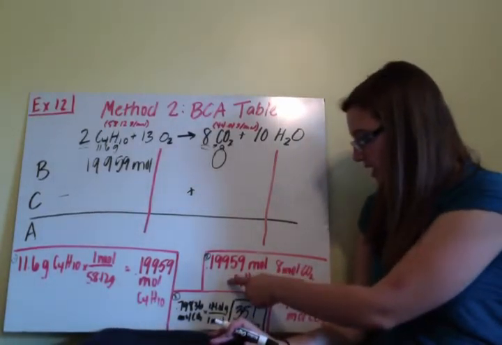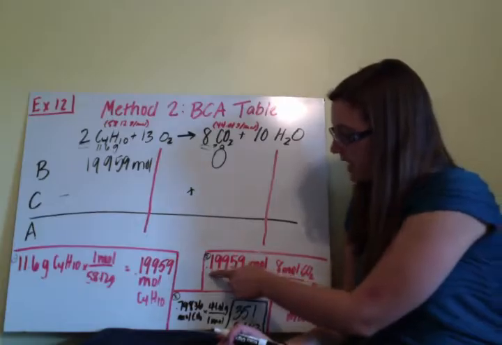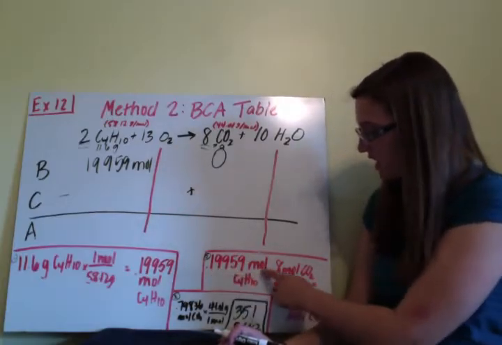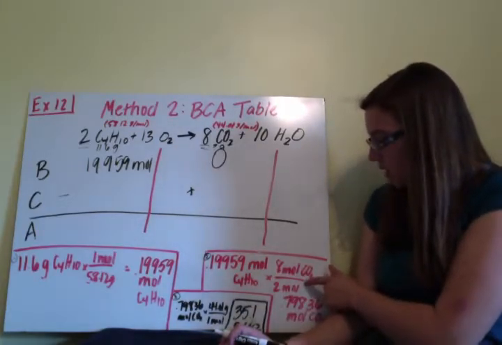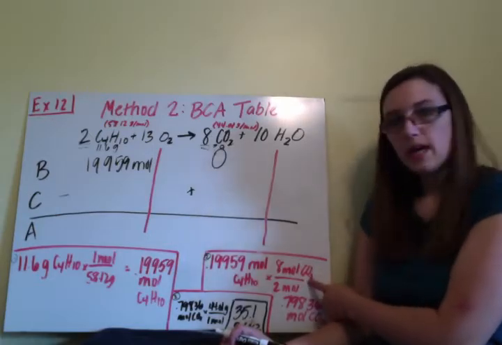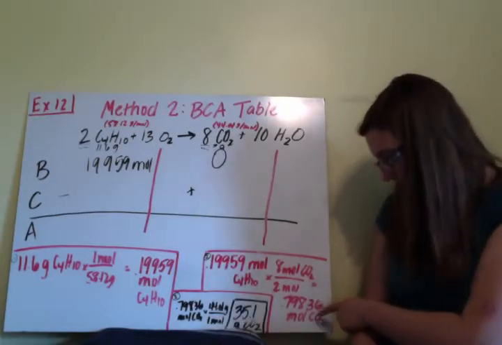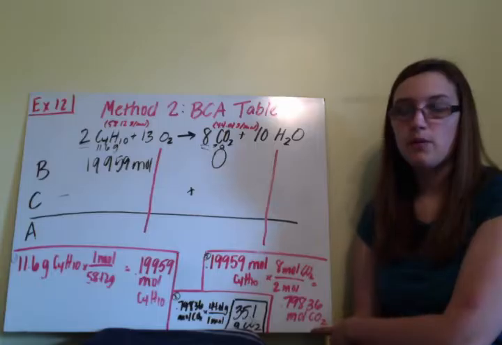So what I did down here is I used the mole ratio. I said if we have 0.19959 moles of butane, when we use 2 moles, we make 8 moles of CO2. Okay? And I found my moles of CO2 that we would make.